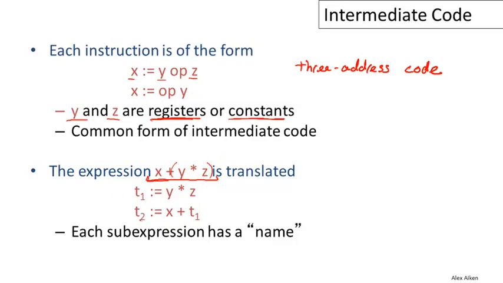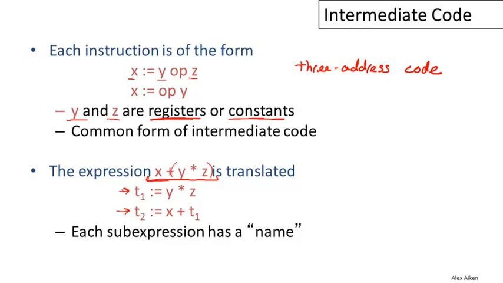Instead, we would have to write it something like the following. We'd have to first compute y times z and assign that to a new register, or a temporary, T1, to hold the intermediate value. And then we would have to use T1 to compute x plus T1, which of course is the value of the entire expression, and that would end up getting stored in another register.